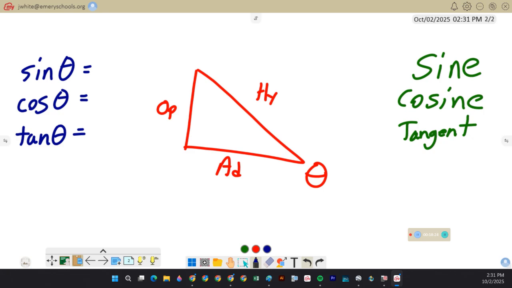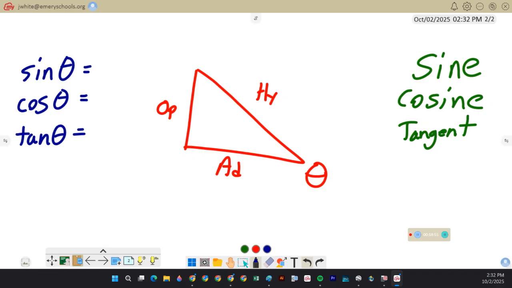If you have your calculators out, you will see these abbreviations on your calculator. Here's what you don't do: you do not call them sin, cos, and tan, or people will make fun of you. Those are just abbreviations. They're above the numbers: sin, cos, tan.